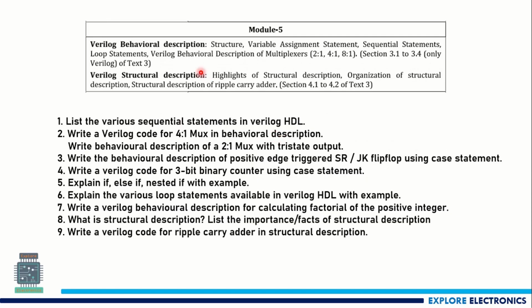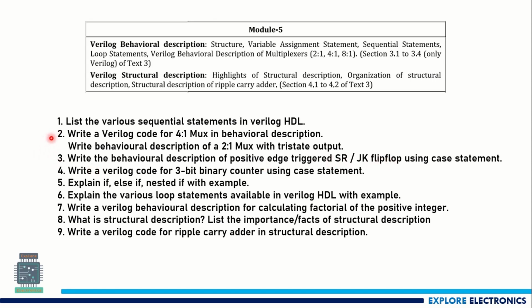Coming to module 5, it is behavioral description. Here in the behavioral description, there are assignment statements and how to write the sequential statements. There are looping statements, they are very important, how the loops are going to be written in Verilog. And then coming to multiplexers, again 4:1 or 8:1 mux will be asked to write using behavioral description. You can see here the second question, Verilog code for 4:1 mux, 2:1 mux, and also 8:1 mux you need to learn. And also positive edge triggered SR and JK flip-flop using case statement is very important.